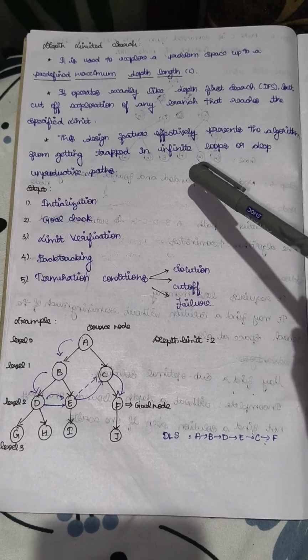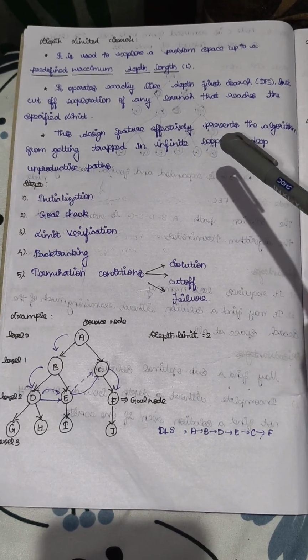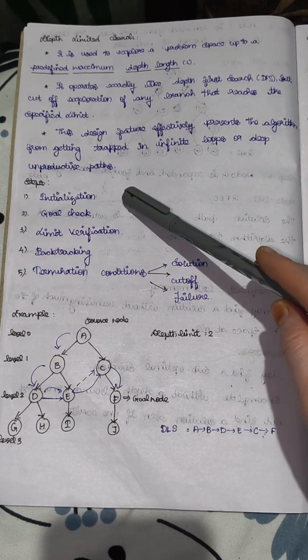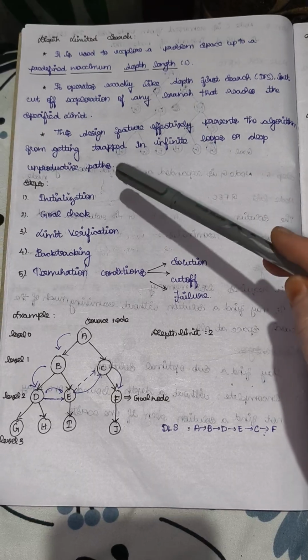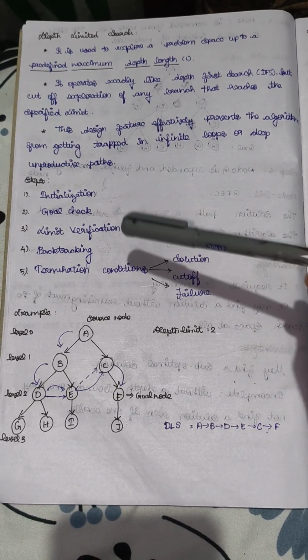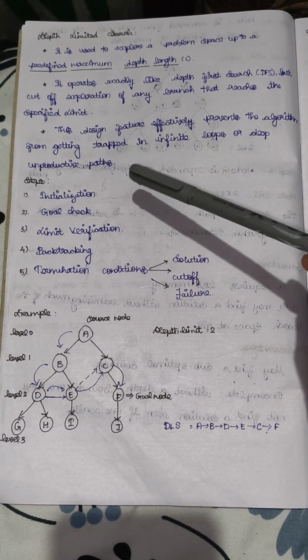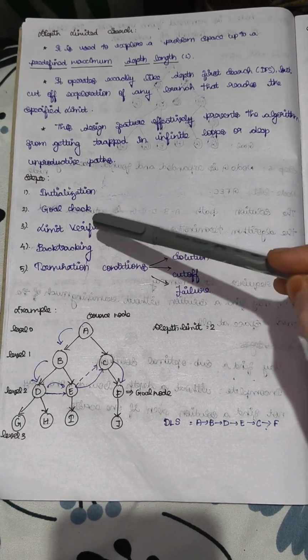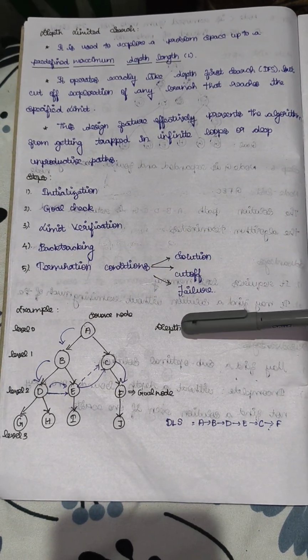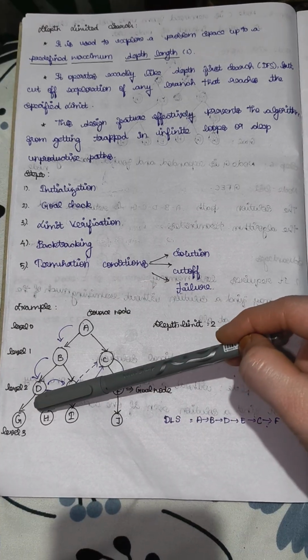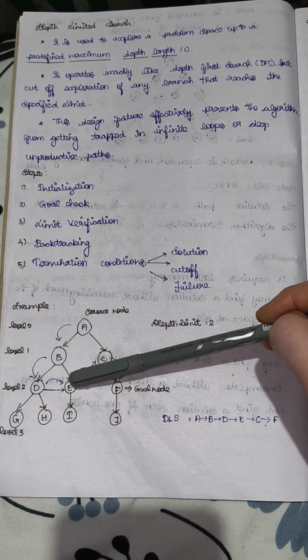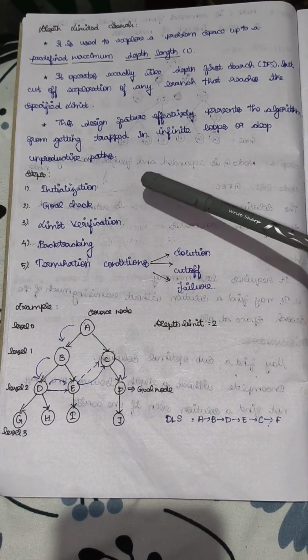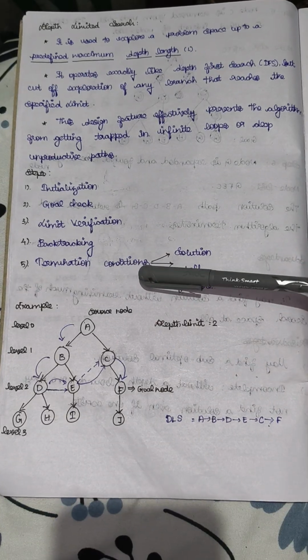So it basically works in 5 steps. The first one is initialization. It will set the initial node and do the goal check, that is, check the goal node, and then limit verification, which is used to set a depth limit. After that, backtracing. Until that limit, if the goal is not achieved, it will backtrace and reach the next state. Finally, termination conditions.